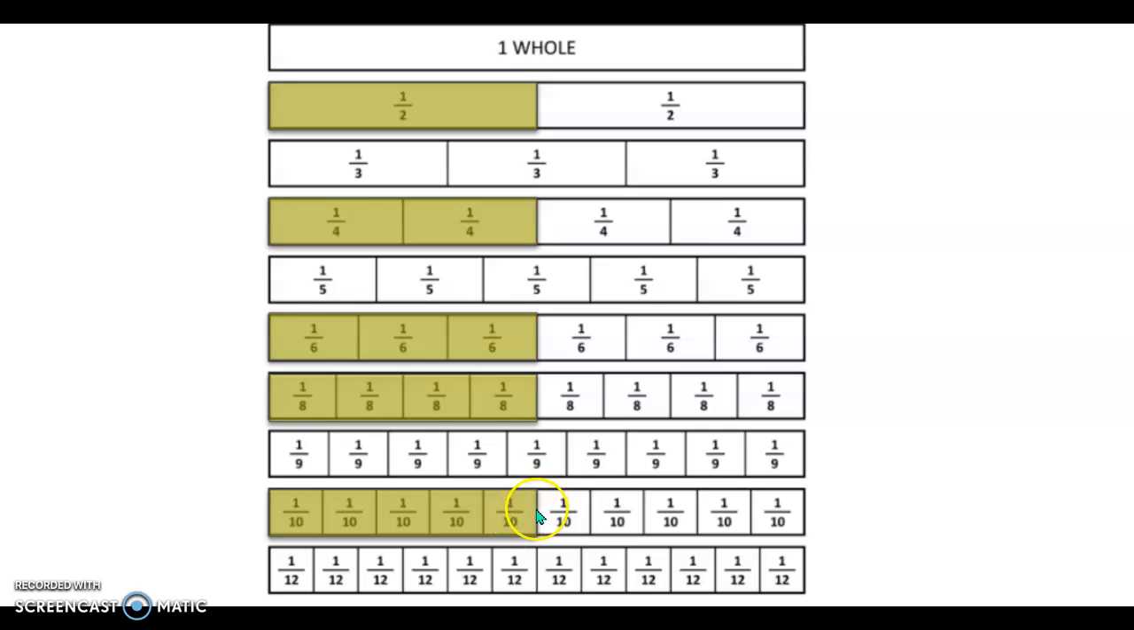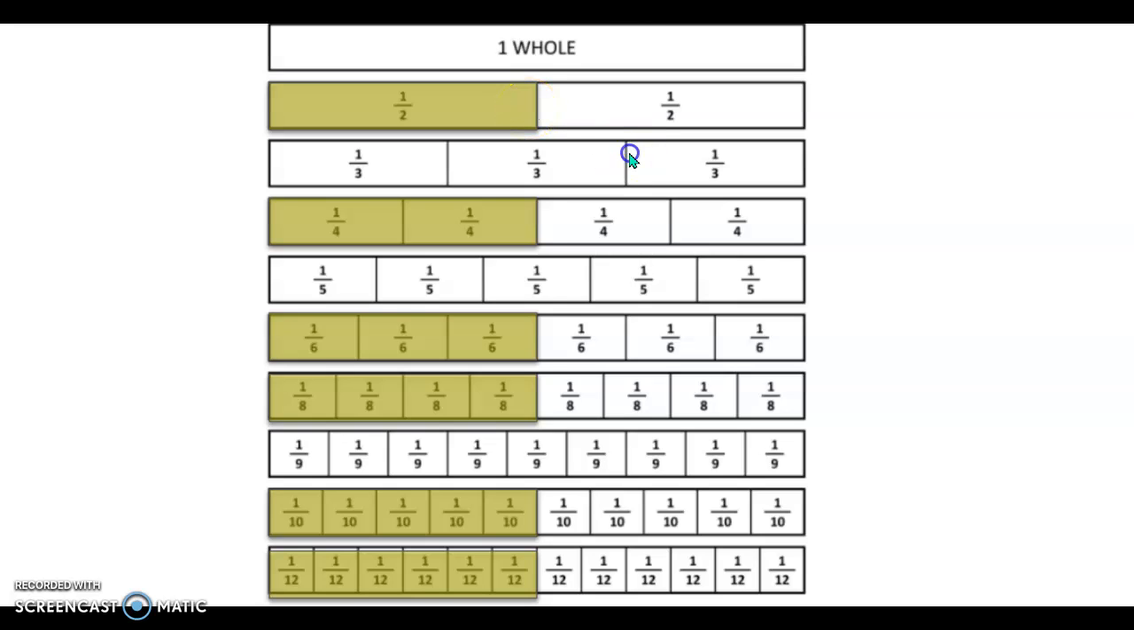And finally, if I keep going, I also can see that I have 12ths. So 1/12, 2/12, 3/12, 4/12, 5/12, 6/12. So 6/12 is equal to 5/10, which is equal to 4/8, which is equal to 3/6, which is equal to 2/4, which is equal to 1/2. All of these are equivalent fractions that are equivalent or equal to 1/2 because they all start at the same spot and all end at the same spot.